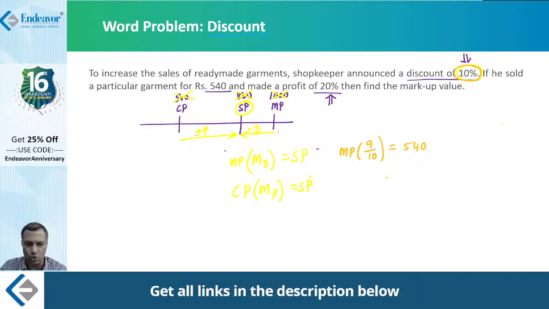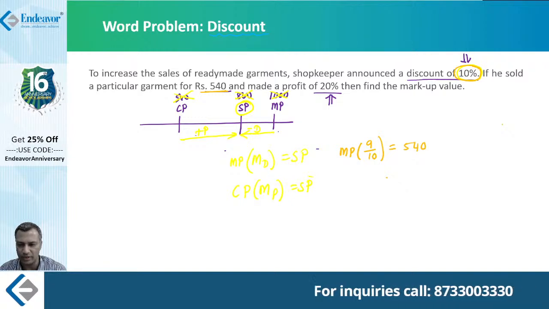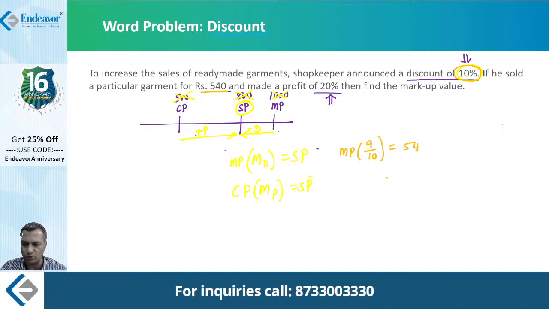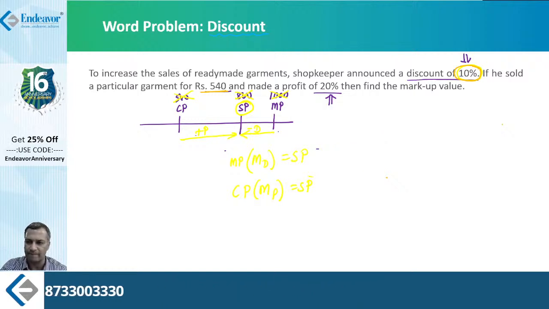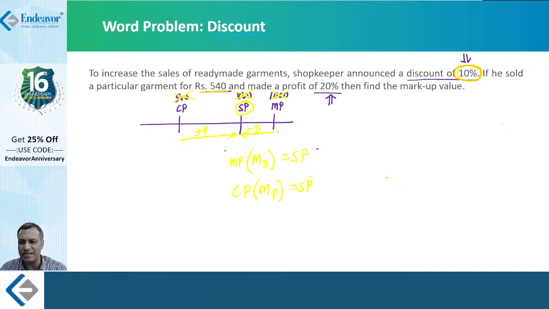Now, so he sold a particular garment at rupees 540 and made a profit of 20%. Then find the markup value. Sorry, that's not the 540. Let us come back to this particular statement, the second one. He sold a particular garment at 540 and made a profit of 20%. Anyway, in this question that was redundant information. We need both the mark price and the cost price to arrive at this. Let's quickly find what the mark price is.